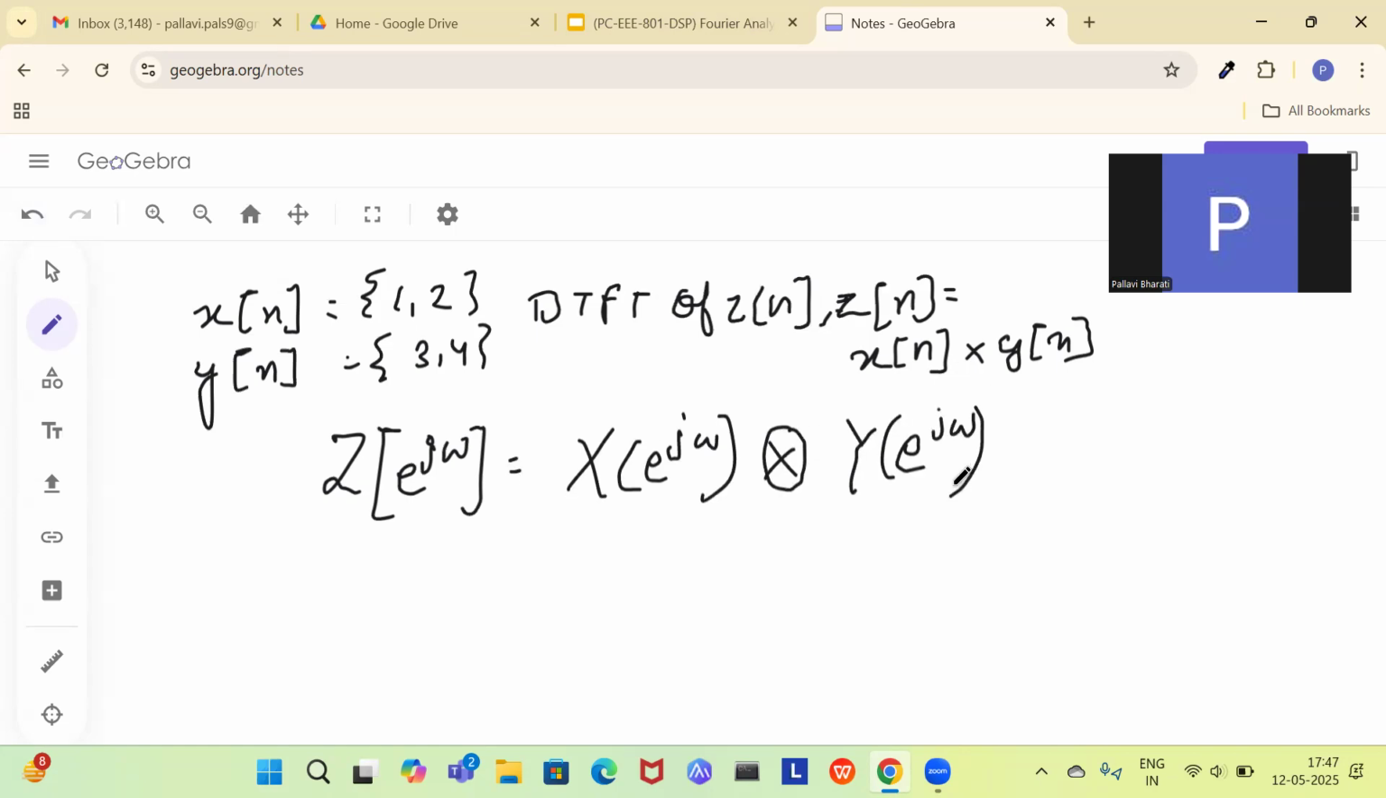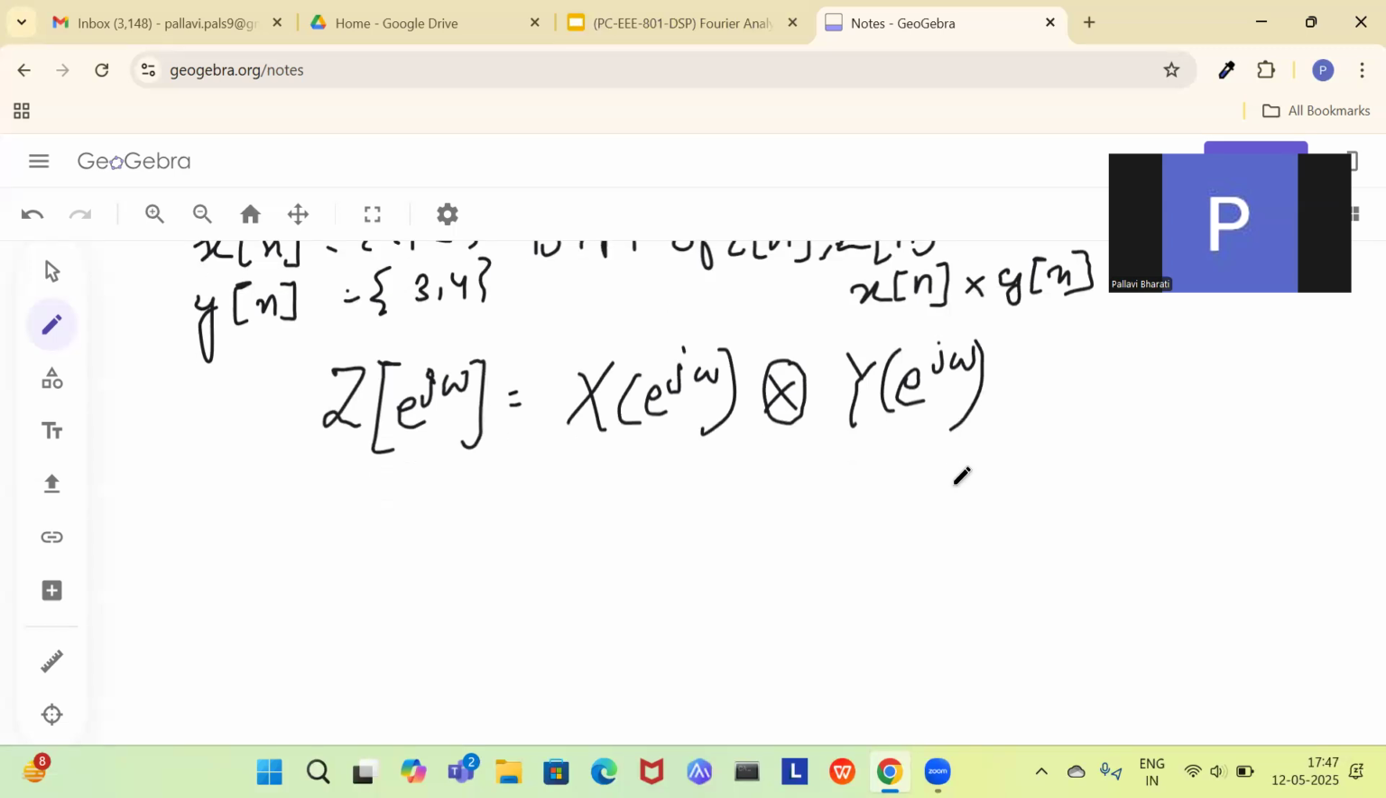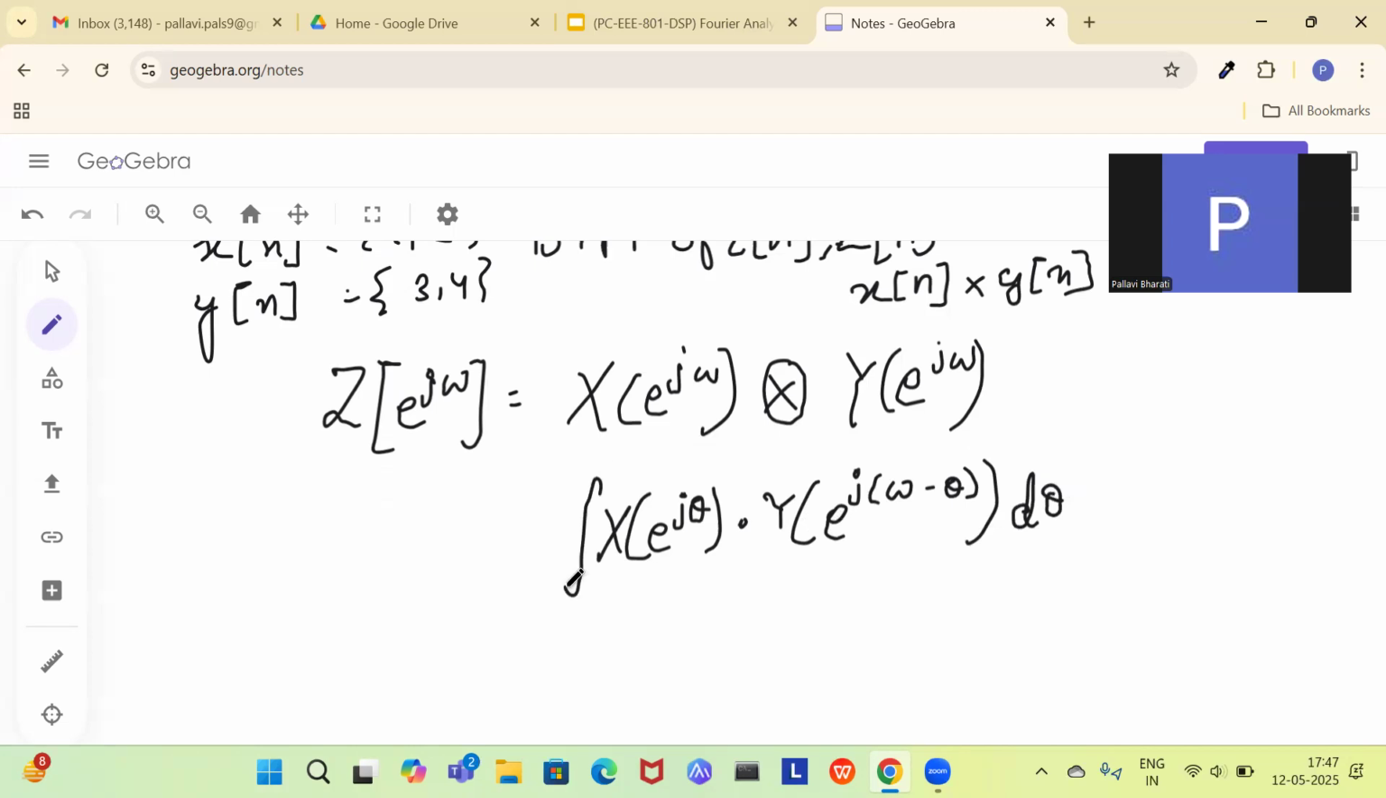Now when you do convolution, how do you do it? For this, you know, it is a continuous signal. When you take the DTFT, it becomes continuous. So you can write it, change the parameter over here, X of e to the power j theta into Y of e to the power j omega minus theta d theta. And since it is continuous, from minus pi to pi, and 1 by 2 pi. So this is the full thing that you will have to do to find out the Z of e to the j omega.